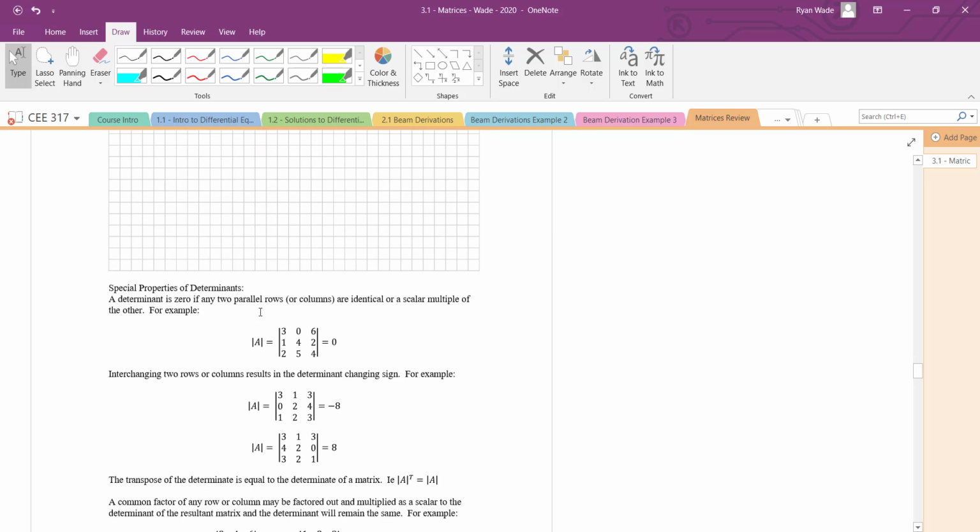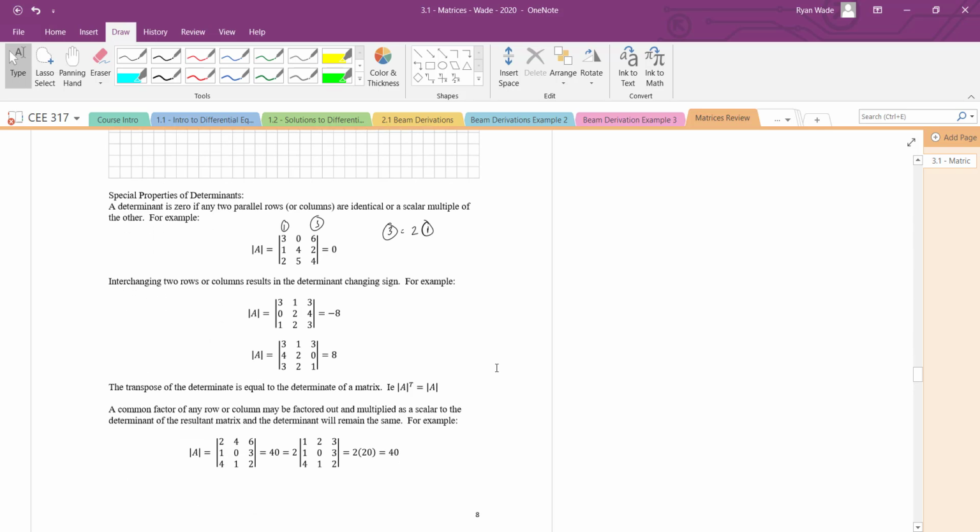So there's a couple special properties of determinants that we need to talk about. If there are any two rows or columns that are identical or a scalar multiple of each other, so in this case row 3 is equal to 2 times row 1, then the determinant is 0. So that's kind of handy to know.